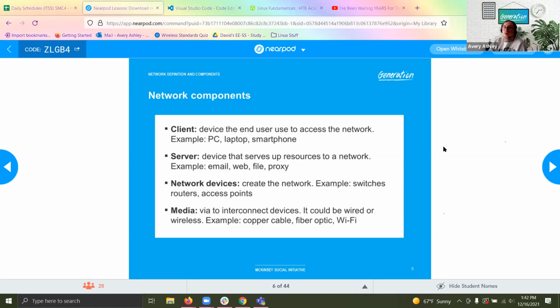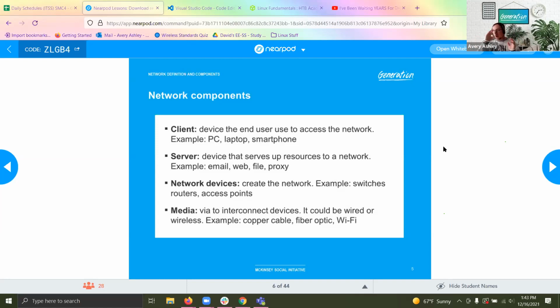Right. And then we have our network devices, and this is what creates the network itself. And so that'll be switches, routers, access points, and we'll get into the differences between all 3 of those further into the session. And finally, we have media, which is what connects the different devices. So this can be wired or wireless.